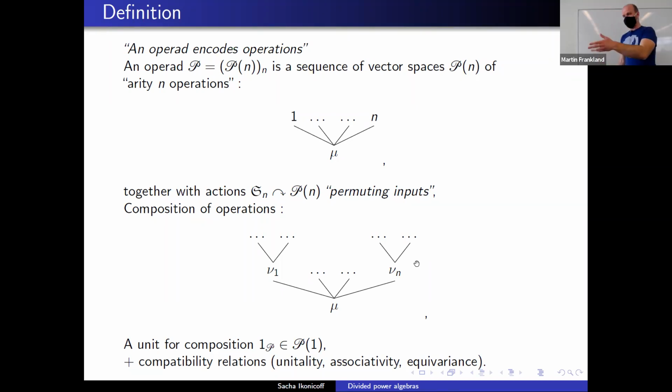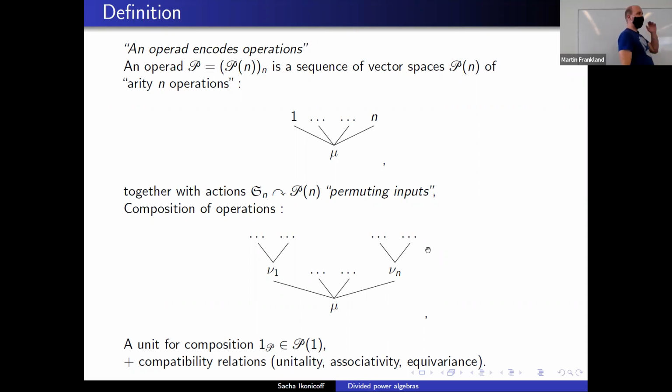So for example, if I take my mu that has arity n, and I take n operations nu1 to nu n, I'd like to be able, every time that I draw this big grafting tree here, to spit out an operation that has for arity the arity of nu1 plus, etc., plus the arity of nu n. And all of these data, we would like it to have a unit for composition, which is given by an operation of arity 1, with a relation of associativity for this composition and a certain equivariance with respect to the action of the symmetric group.